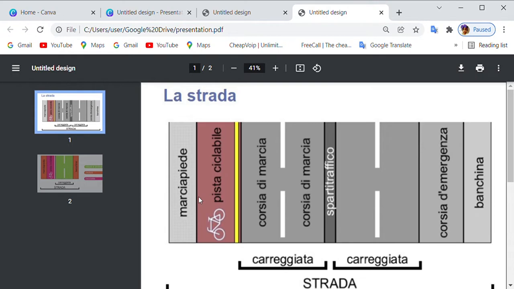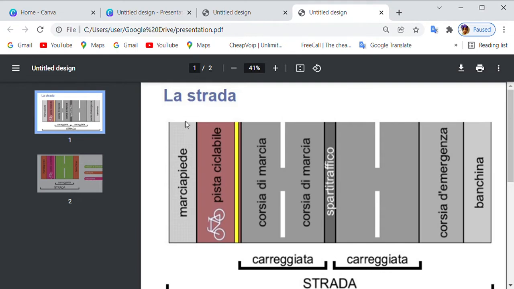The street, now, strada, comprises of marciapiedi. Marciapiedi means walkway. That is where you walk with your leg. When you are on a road, vehicles will be passing on this particular side, then pedestrians will walk on a particular side. That is a place made for walking, and that place is called marciapiede. That is where you walk with your leg.